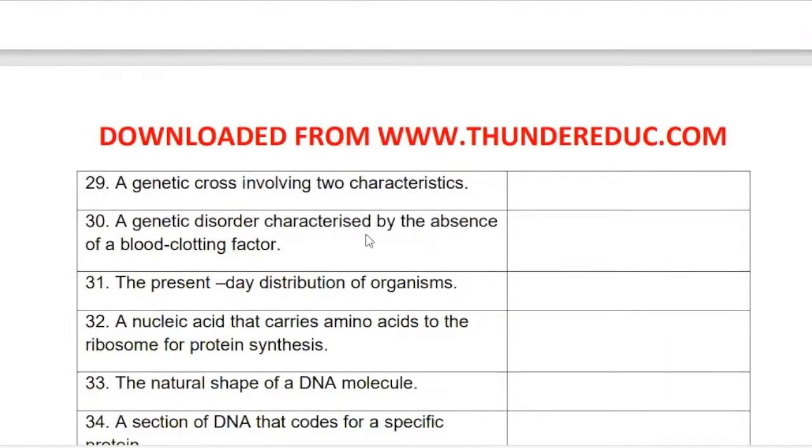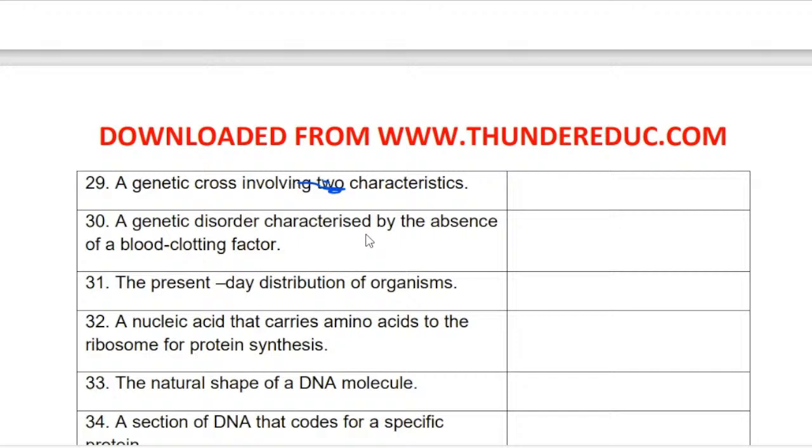A genetic cross involving two characteristics. We call it dihybrid cross, because two means di. A genetic disorder characterized by absence of blood clotting factor: hemophilia.